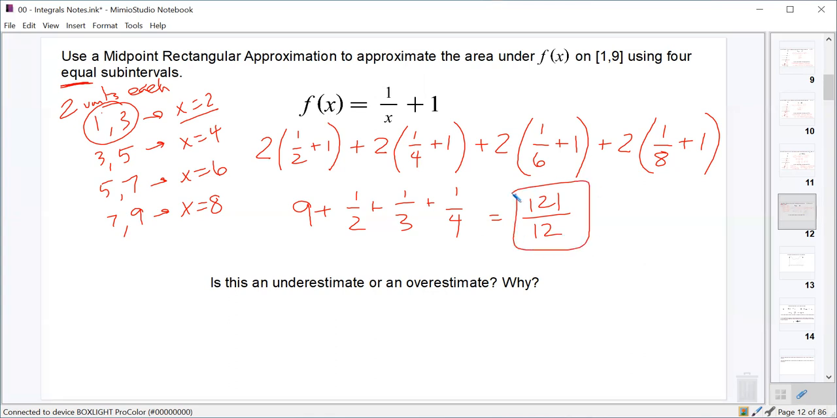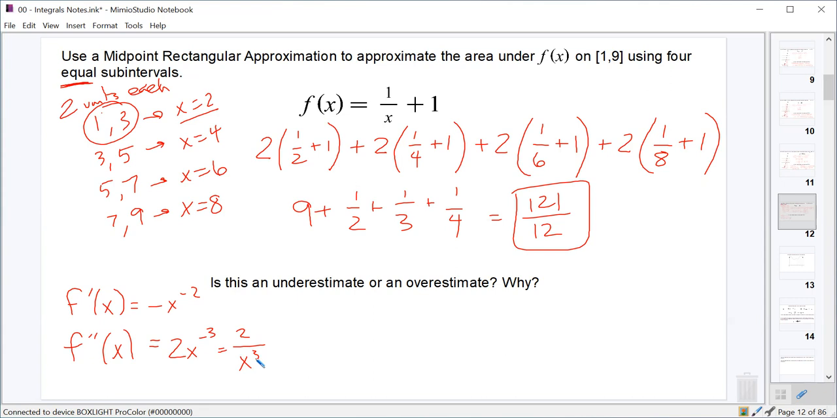And now we want to know, is this an underestimate or an overestimate? So the only way to figure that out is to find a second derivative, since this is a midpoint approximation. So f prime of x is the derivative of 1 over x. Remember that 1 over x is the same as x to the negative 1. So that'd just be negative x to the negative 2. And then the derivative of 1 is a constant, so it just disappears. And then our second derivative, we'll just use the power rule here. Negative 2 times negative 1 is positive 2, x to the negative 3, or 2 over x cubed.